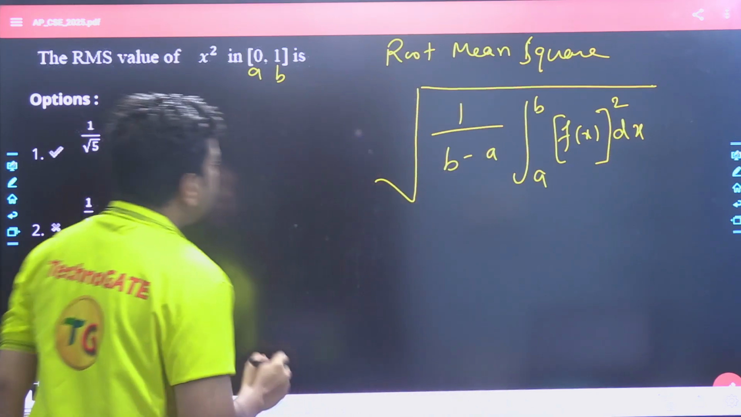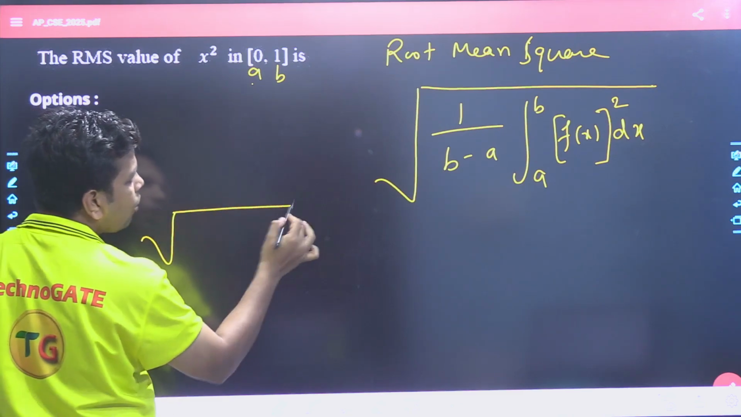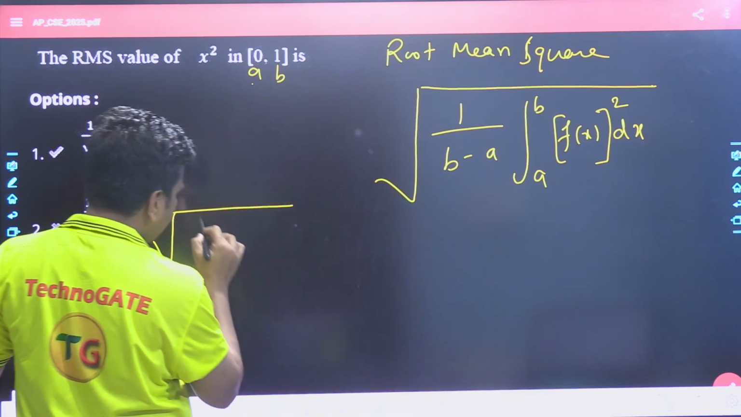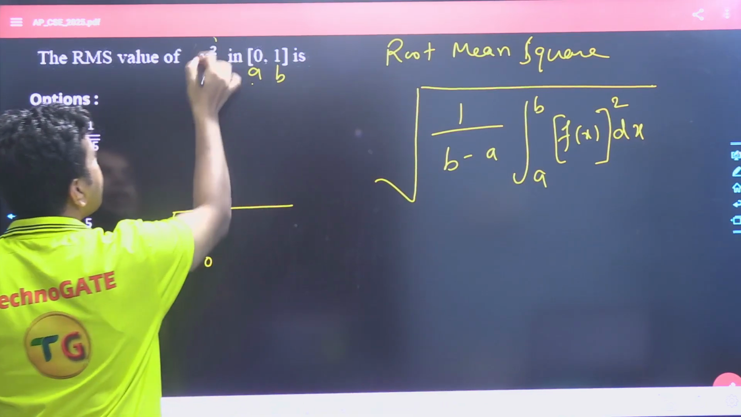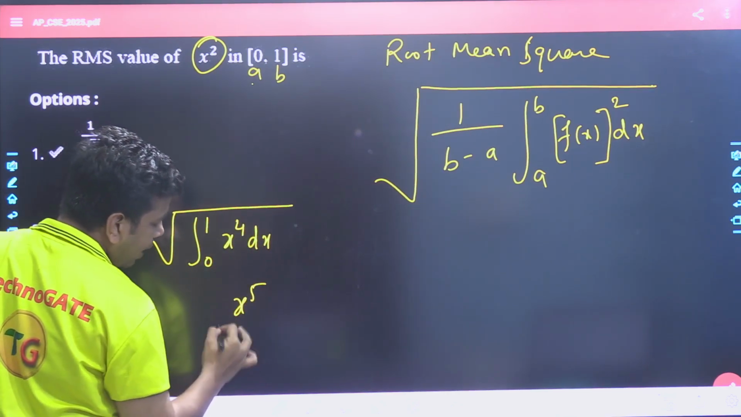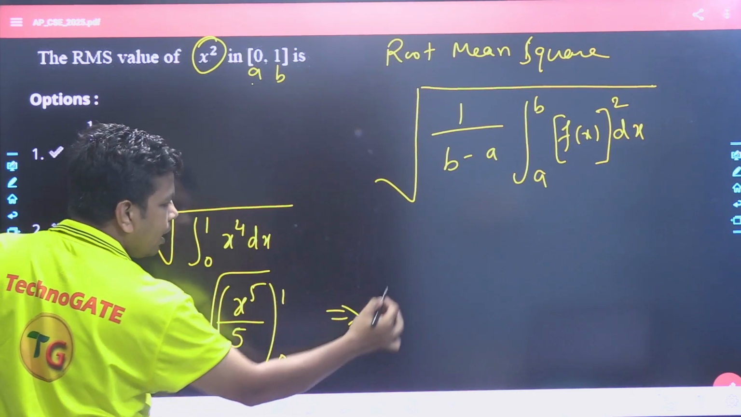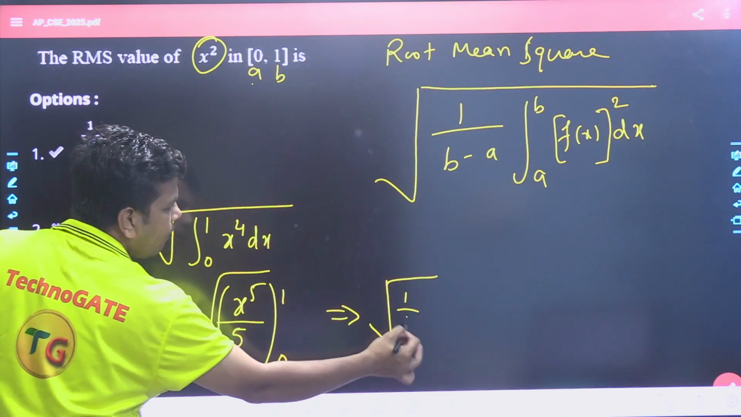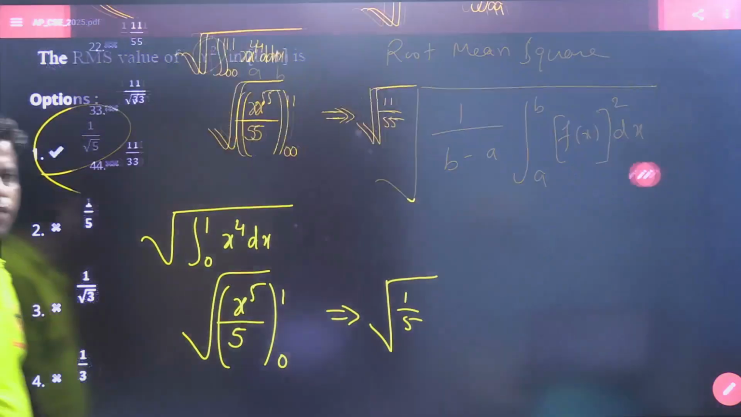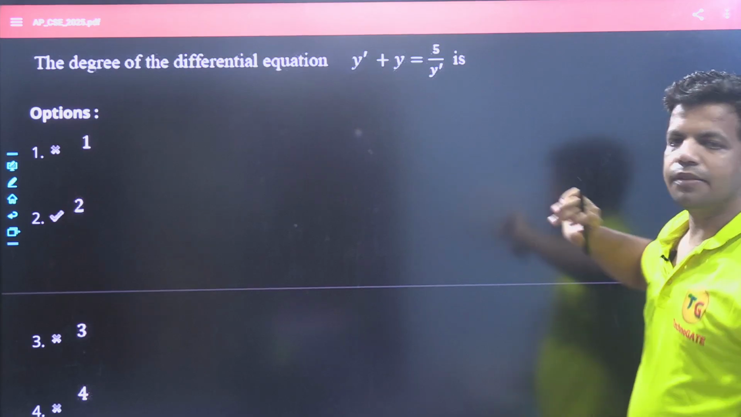So let's see. b is 1 and a is 0, so b minus a becomes 1. You need to calculate the square root of the integration from 0 to 1. f(x) is x square, and you need to take the square of this, so x to the power 4 dx. This becomes x to the power 5 divided by 5, take the square root of this with limit 0 to 1. When we put 1 here, it becomes 1 by 5. So we can go with the first option, square root of 1 by 5. Got it? That would be your answer. You simply need to apply the formula, nothing else.